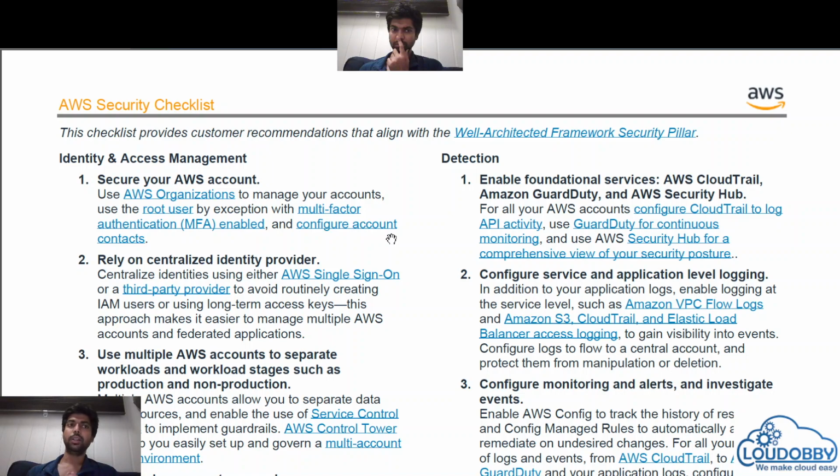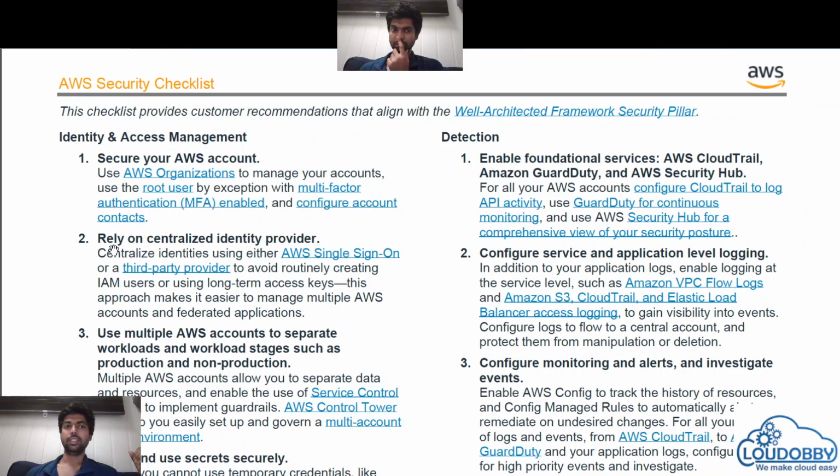And you should configure account contacts. This is very important, because if I'm the only account user and I forgot the password, the admin password or something, all the details will be sent to the account contacts. So it is always important we configure one or two people in your company as account contacts. So for any vulnerability attacks or any issues AWS monitors in the account, they will send the details to these account contacts. So the first checklist item is we should secure our AWS account when we provision a new account.